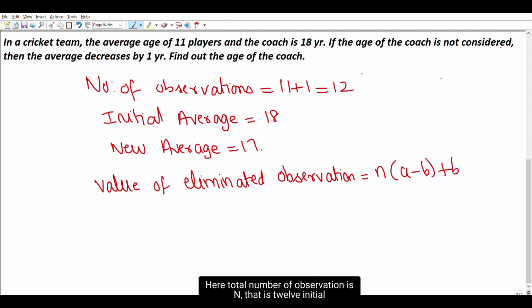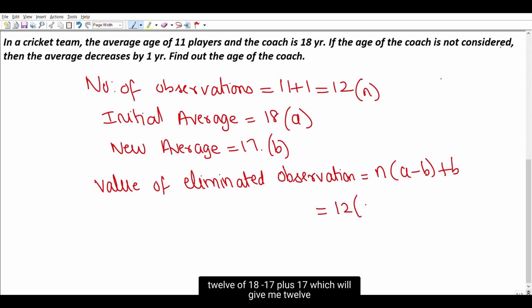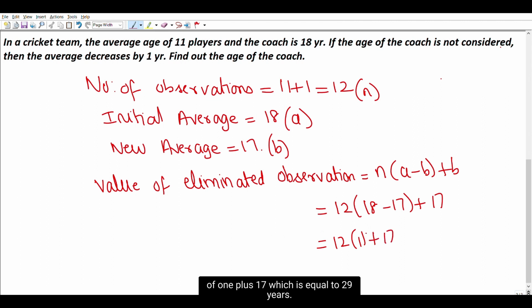Here the total number of observations is n, that is 12. Initial average 18 is a and new average 17 is b. Therefore 12 of 18 minus 17 plus 17, which will give me 12 of 1 plus 17, which is equal to 29 years. Therefore, the age of the coach should be 29 years.